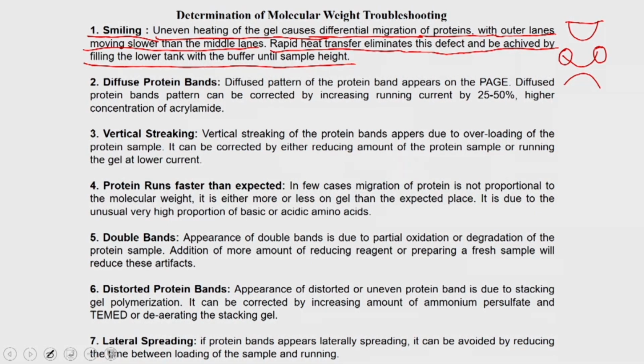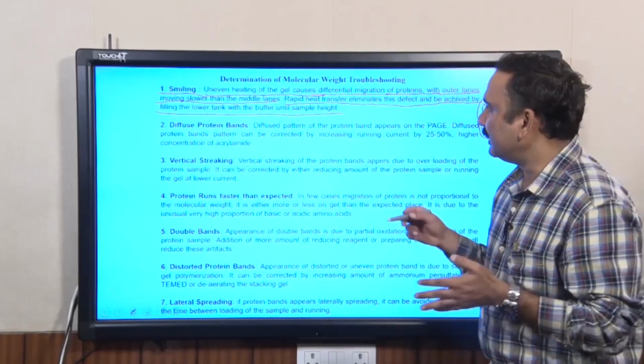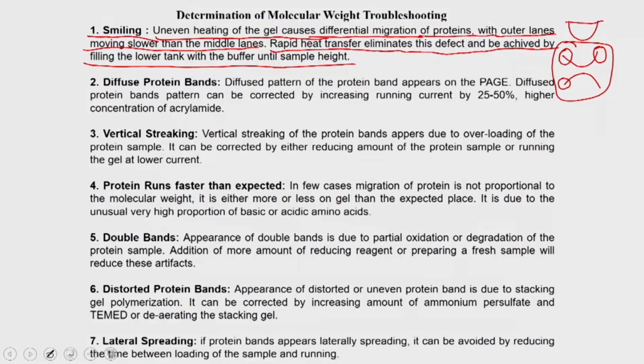If the corners are running faster, you are going to have one type of smiley, or if they are running slower, you are going to get a different type of smiley, and all these smiley effects create trouble in analyzing that particular band and in calculating the RF values. How to correct that? And why does this happen?